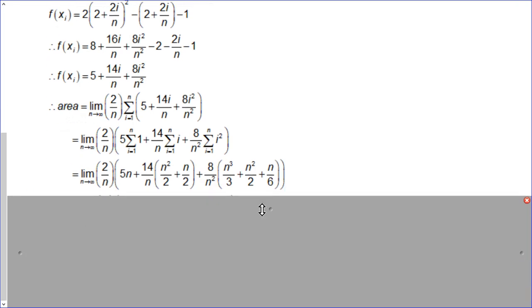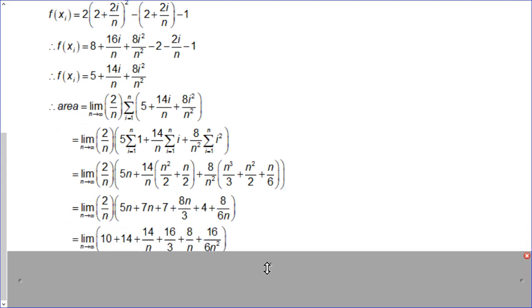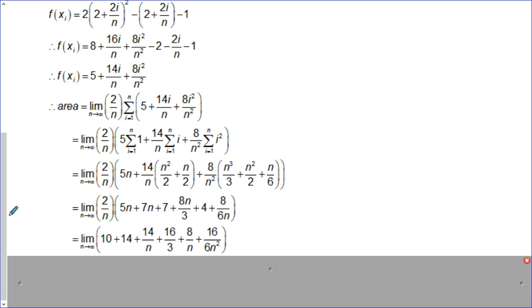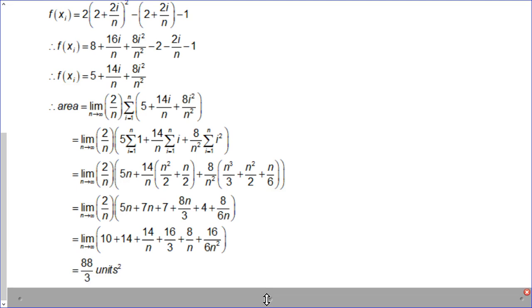And now, lo and behold, we're interested in how all of this junk behaves as n gets very, very large. And lo and behold, it actually behaves like 10 plus 14, which is rather interesting. Oh, sorry, plus 16 over 3. All these other terms will tend towards 0 as n gets very, very large.